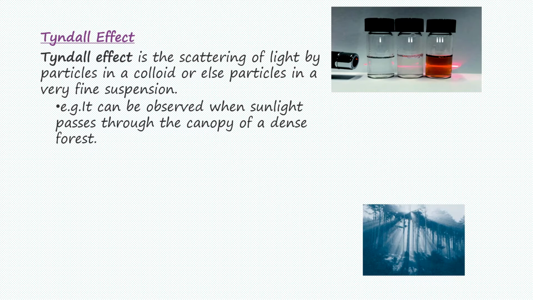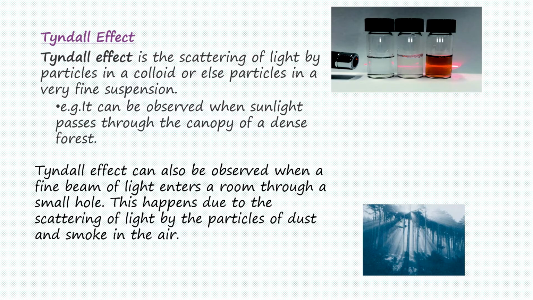Now see, in the example it is written that it can be observed when sunlight passes through the canopy of a dense forest. The picture below shows a dense forest. Here we can see the sunlight coming towards us, and the light is getting scattered. Now who is scattering this light? The dust and the mist present in the atmosphere are scattering the beam of light.